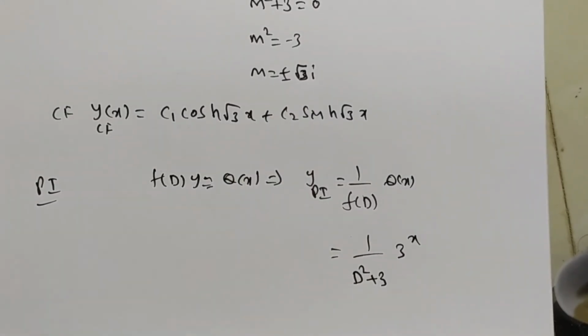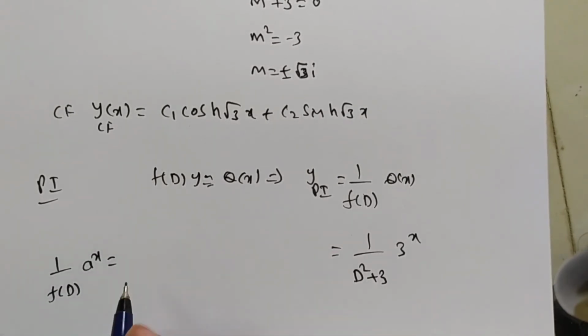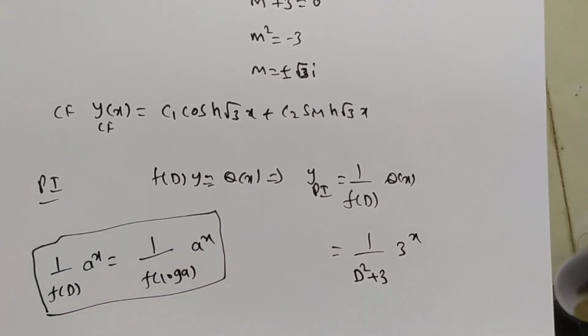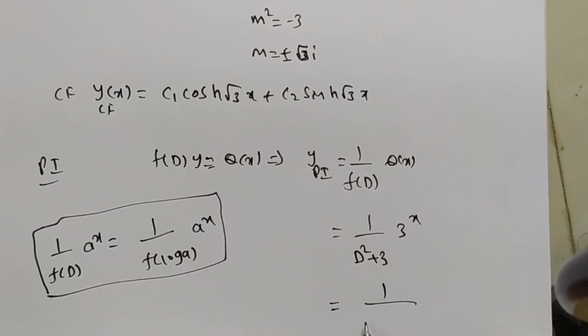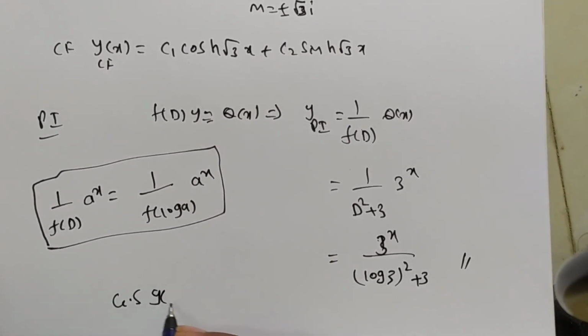Now we have to simplify this. This is in the form of 1 by f(D) into a to the power of x, so in place of D we replace log a, giving 1 by f(log a) into a to the power of x. This is the shortcut method. Here a is 3, so we get 1 by (log 3) whole square plus 3 into 3 to the power of x. This is the particular integral. The general solution is y(x) equal to complementary function plus particular integral. This is the final solution.